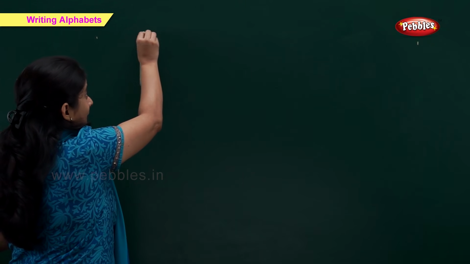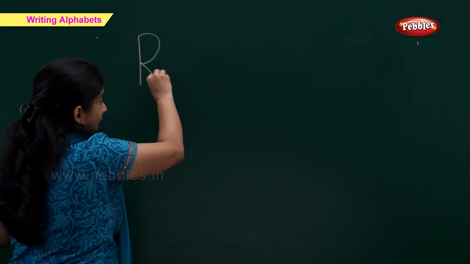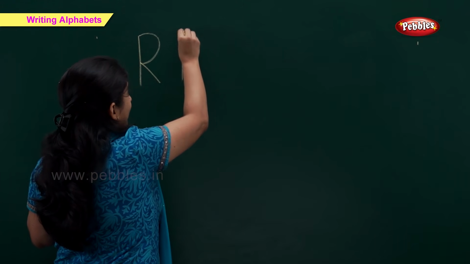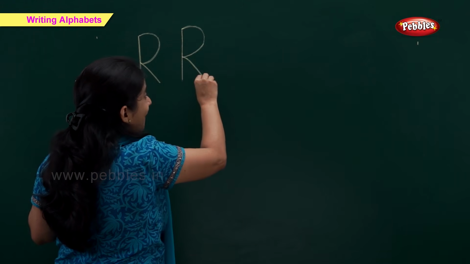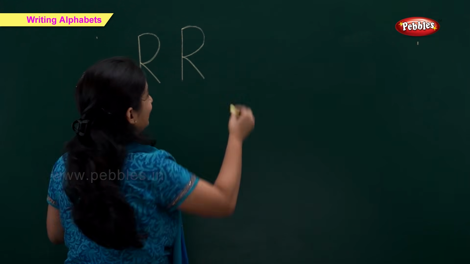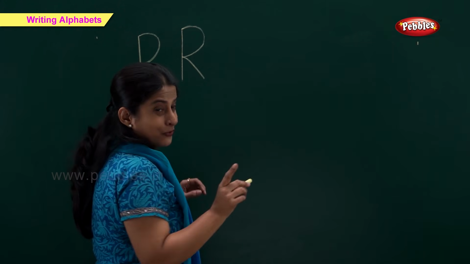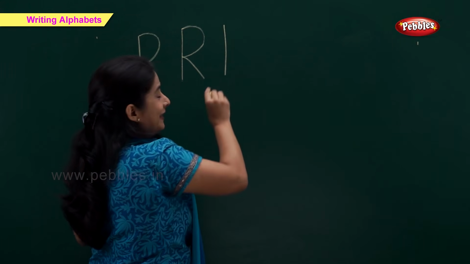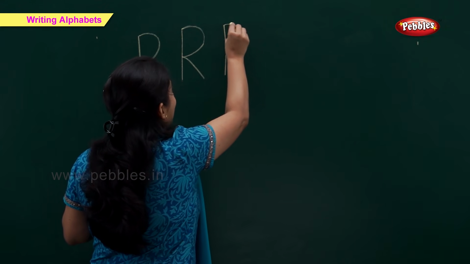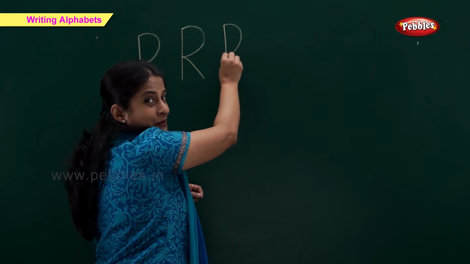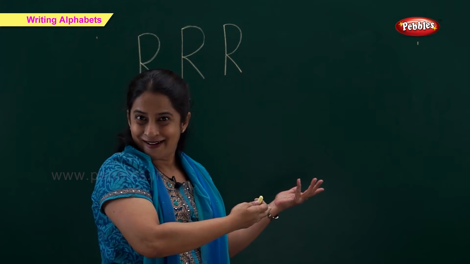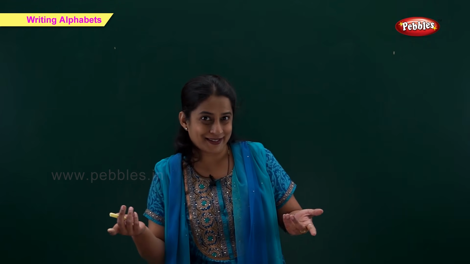Now we are going to write R. Standing line, a curve with a cross line makes R. Standing line, a curve with a cross line makes what? R. Now your turn. You tell me. Which line should I draw? A standing line. Right. Now, a curve. Very good. And now, a cross line. Excellent. R.